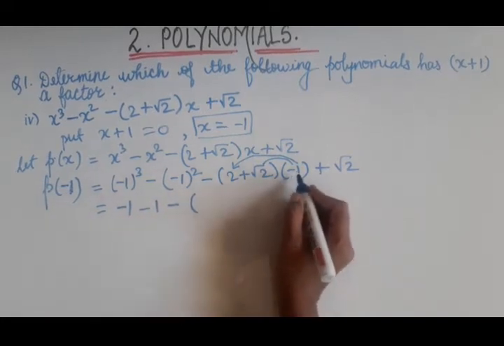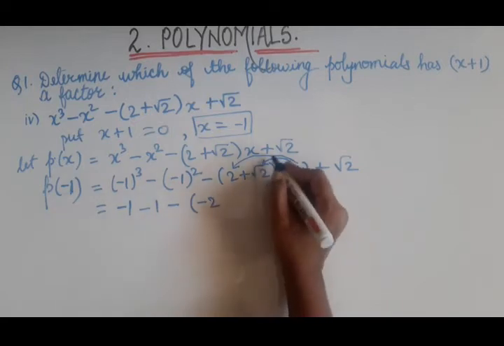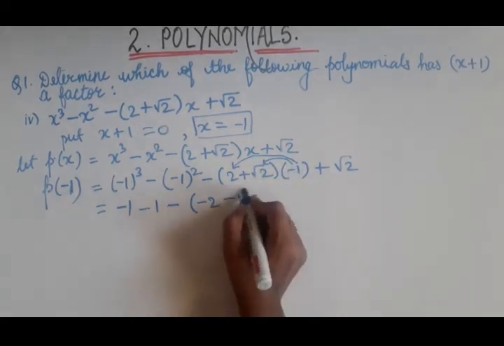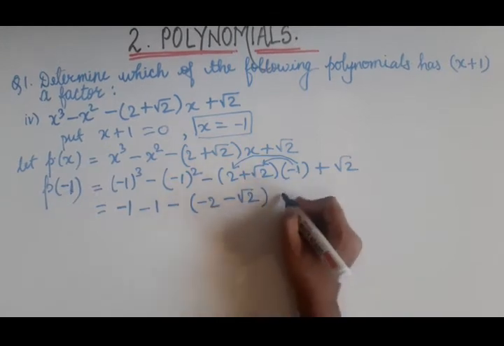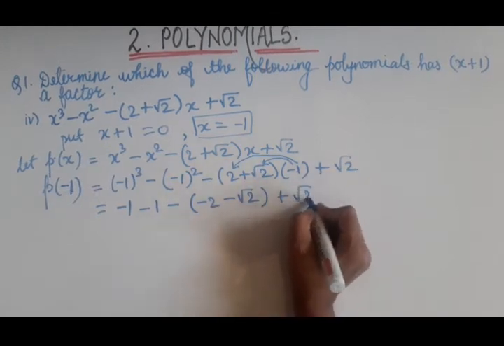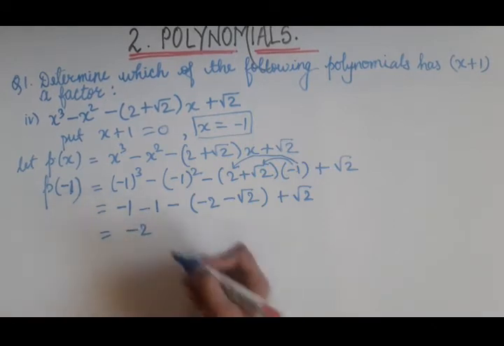Now multiply this minus 1 inside. So minus 1 into 2 will be minus 2. And then minus 1 into plus root 2 will be minus root 2. Minus 1 into plus root 2 will be minus root 2. And this plus root 2 as it is. Right. Now solve minus 1 minus 2.